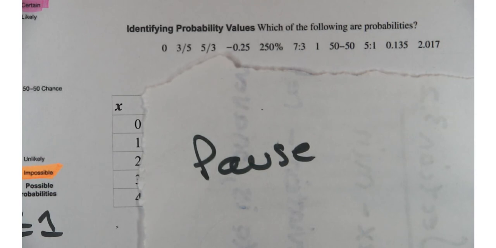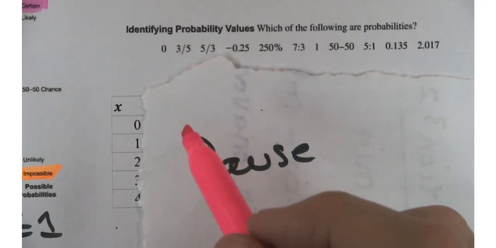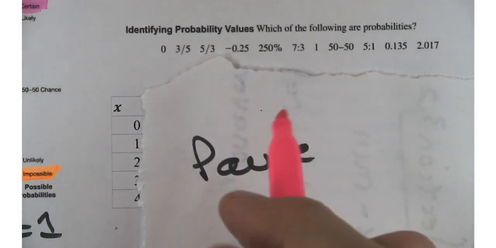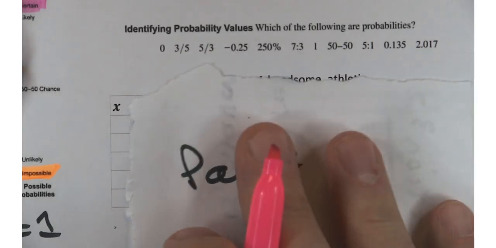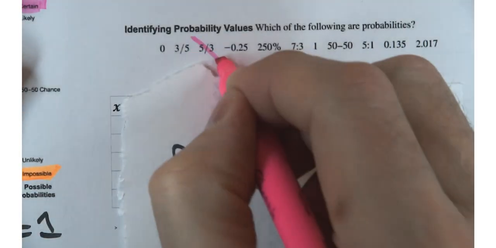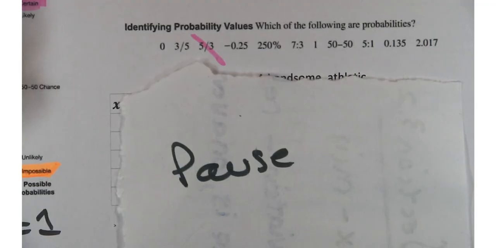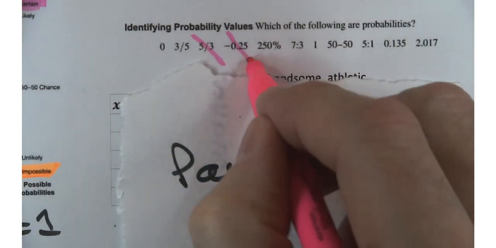All right, so let's go around the room. Which of these should I cross off? Ryan, give me the first one I should cross off. 5/3. All right, let's cross off the 5/3. Thank you. Nicholas, what's the next one I should cross off? -2.5. -2.5. Good deal.